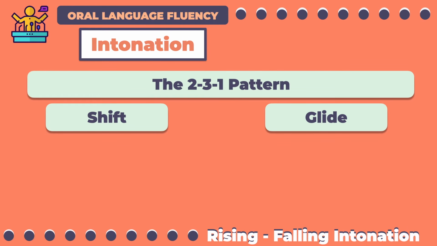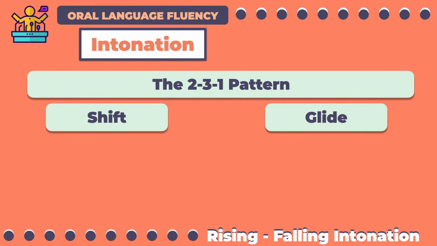Again, in the shift pattern, the voice starts normally on number 2. Then it is raised on the stressed syllable, or 3, and goes down on the remaining syllables in the sentence, or 1. On the other hand, in glide, the stressed syllable is the last syllable in the sentence, and there is movement within the syllable. This is why you have the curved line on the first number.